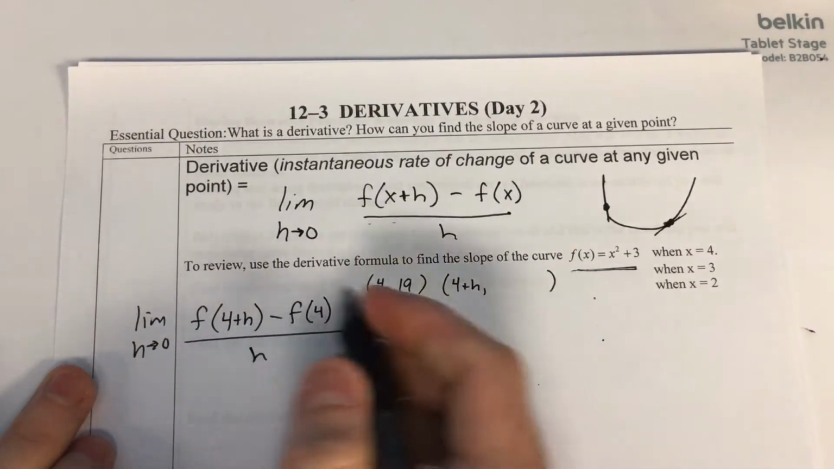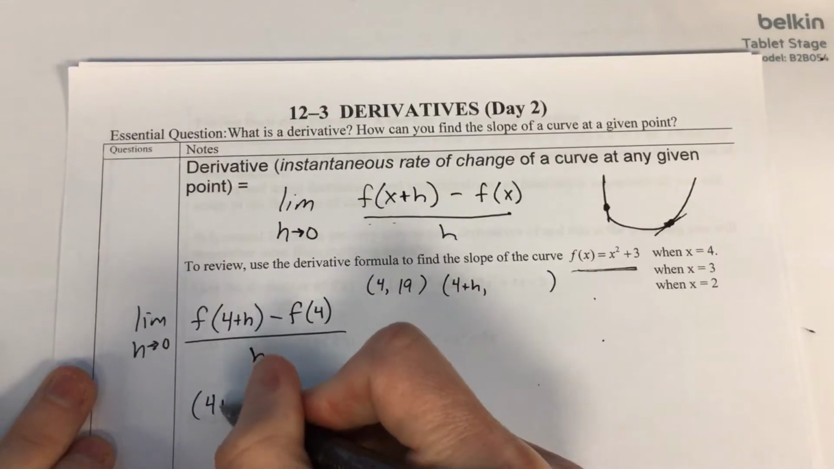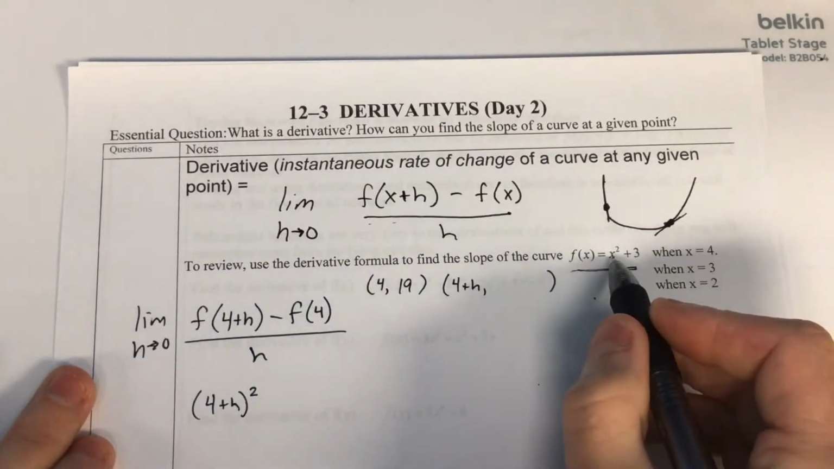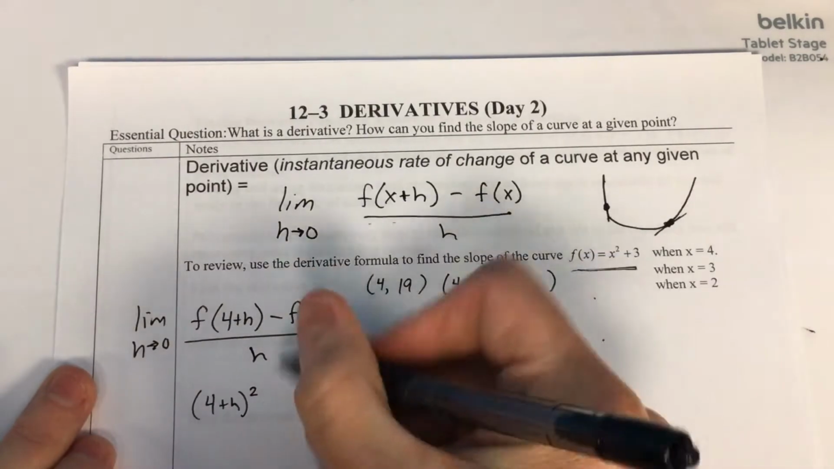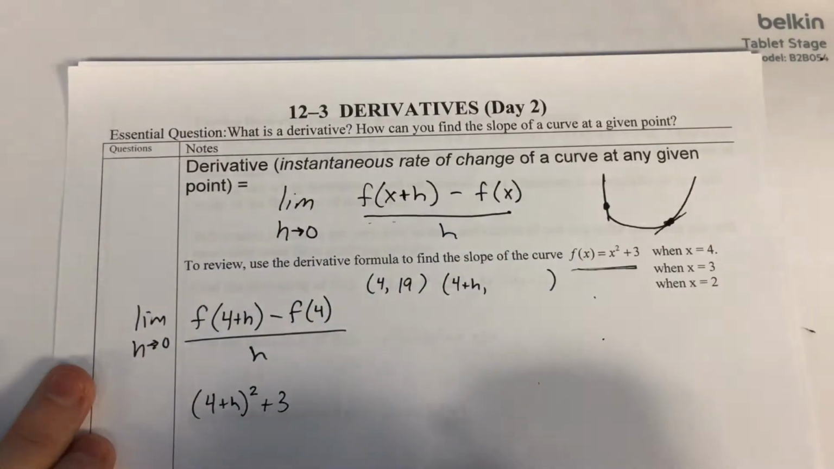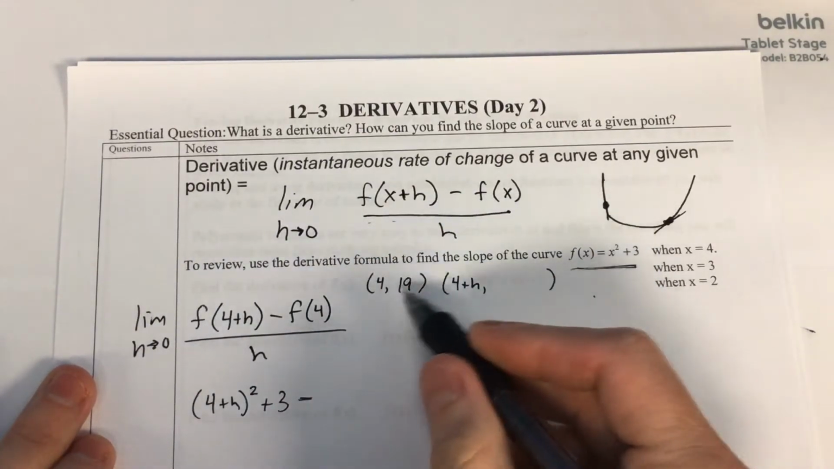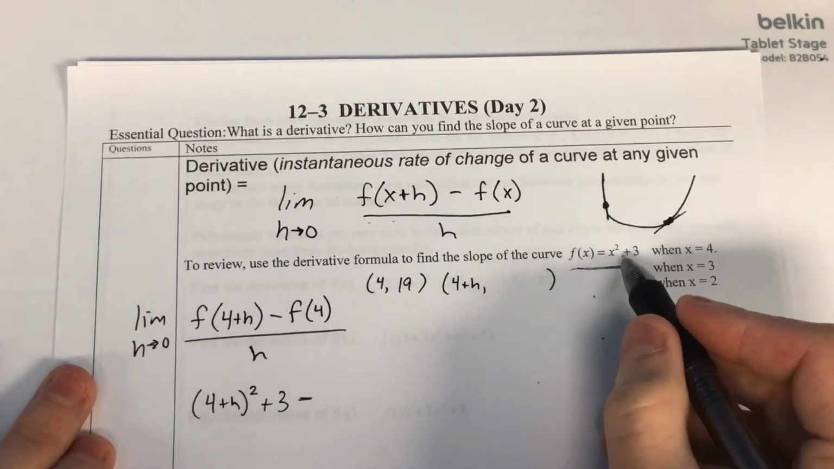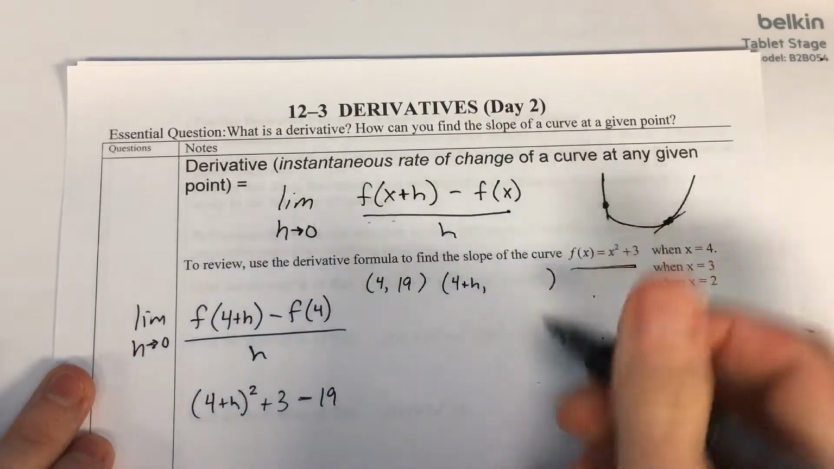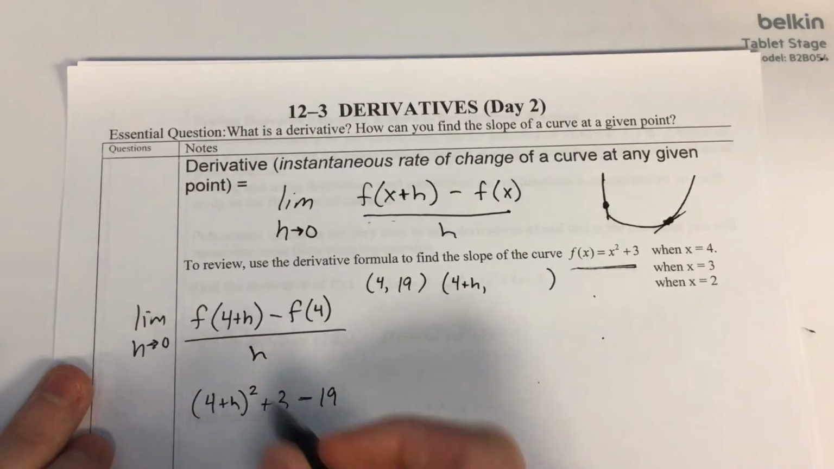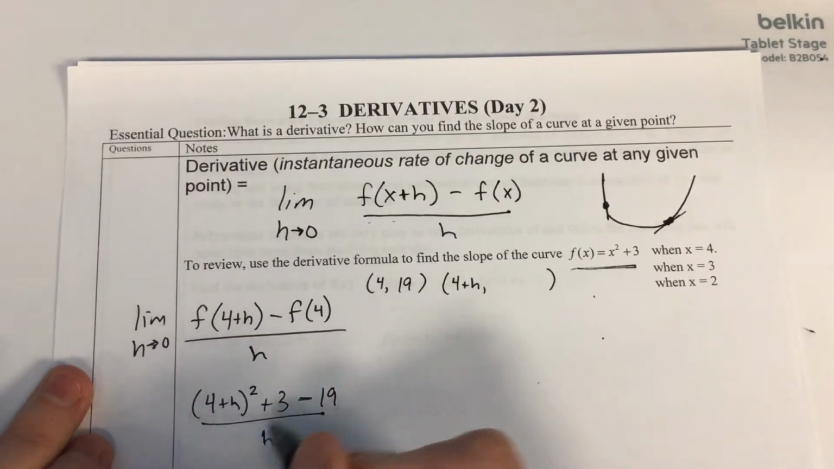So f of 4 plus h, that'll be 4 plus h squared, because whatever's in the parentheses, you're just plugging in for x. So 4 plus h squared, and just don't forget the plus 3. A lot of times people forget that. Then it's minus f of 4. I already did that, but if I plug in 4, 16 plus 3 is 19, so it'll be minus 19. So that's f of 4 plus h right there, minus f of 4 right there, over h.